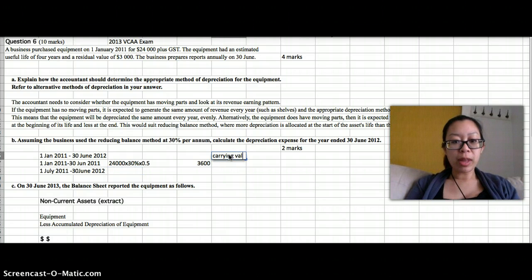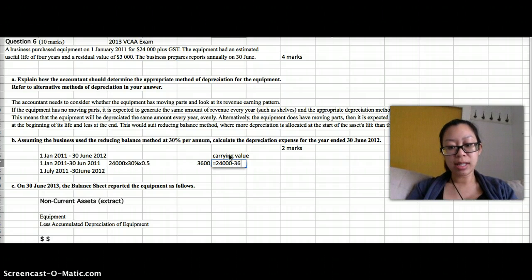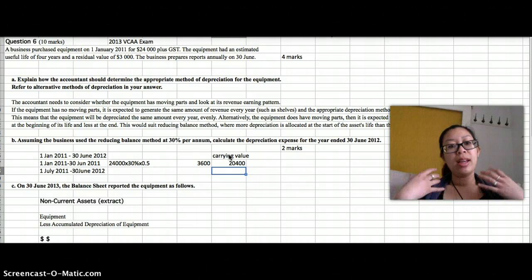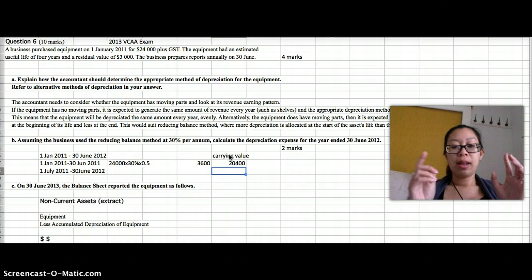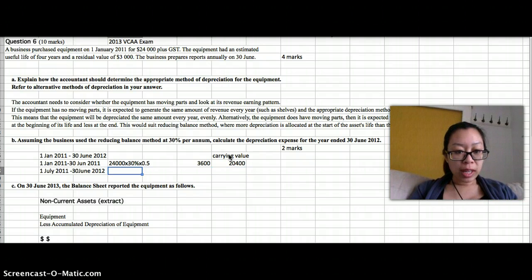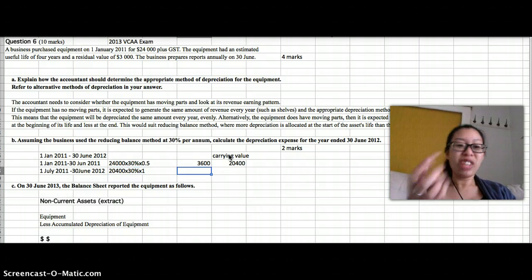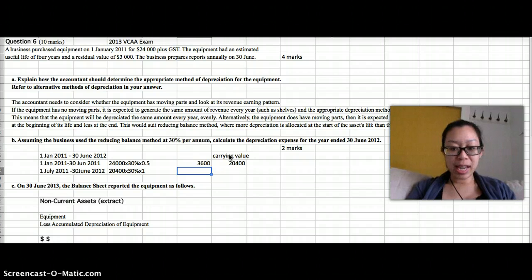So the carrying value by the end of the first year would be $24,000 minus $3,600. So now the equipment is only expected to have $20,400 left to be consumed. So the following year, we're going to go 20,400 as opposed to the historical cost, times 30% times 1 because it's for a whole year. A lot of people, if you had continued to use 24,000, that would be a mistake.